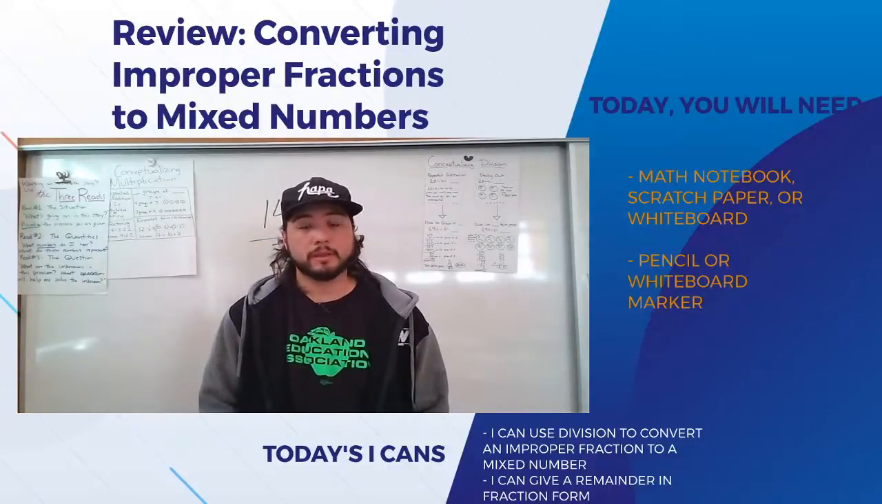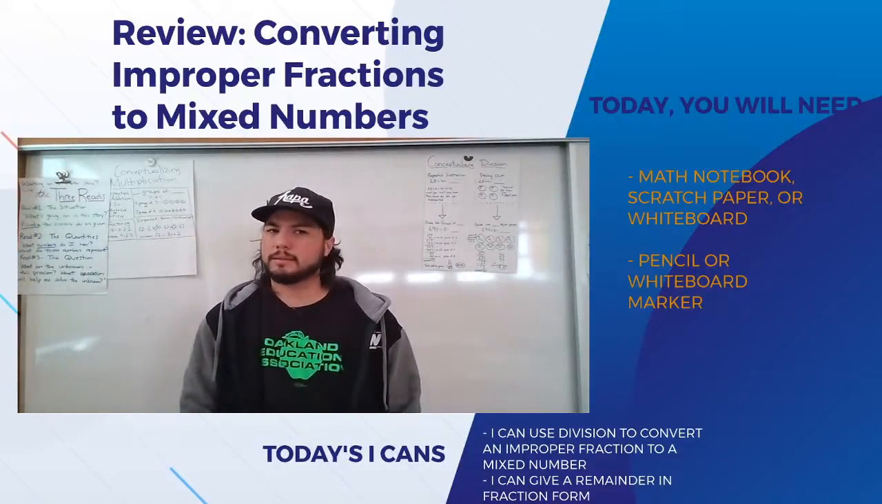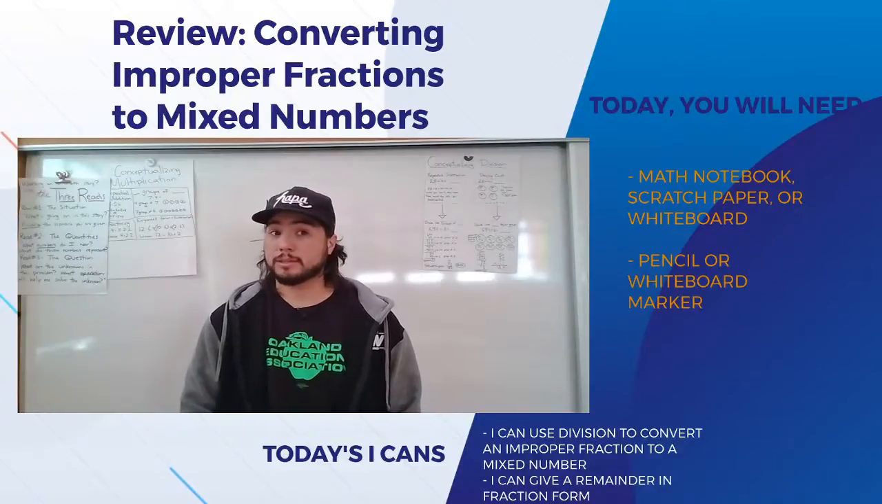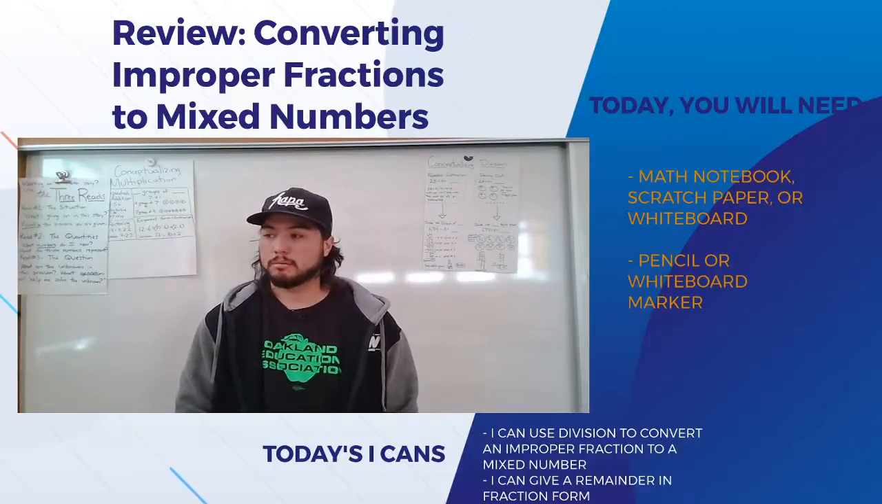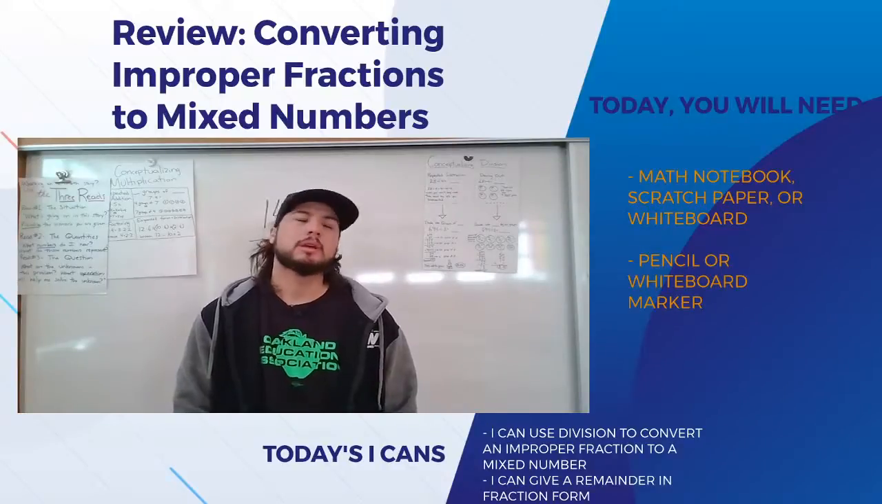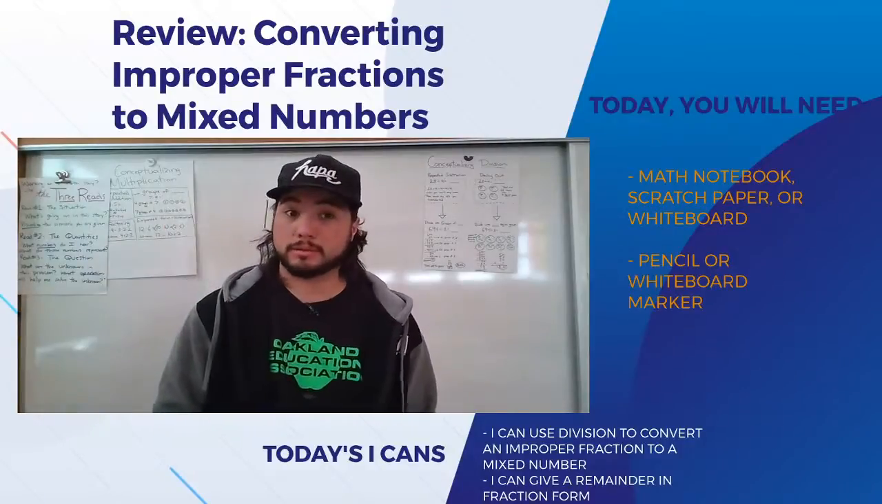We're reviewing something that we've already covered before, but I think it's really important to circle back to this because the more and more we multiply fractions, the more and more we're going to be seeing improper fractions, particularly when we get into mixed number multiplication. We're going to see a fair amount of improper fractions. So I think it's really important to come back around and review this concept.